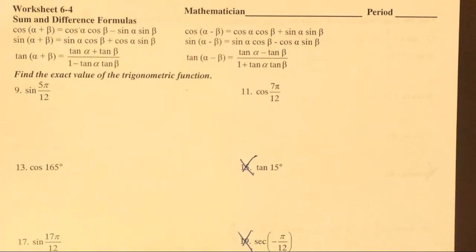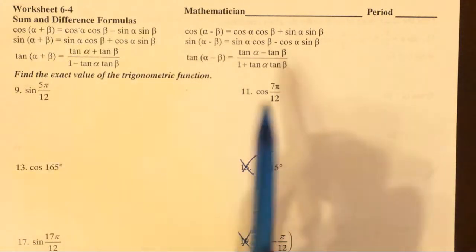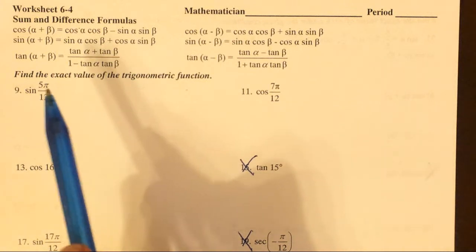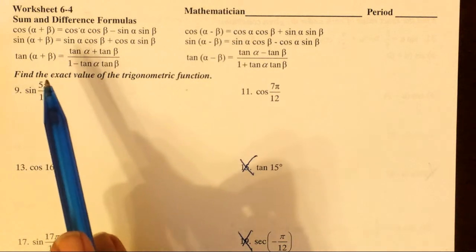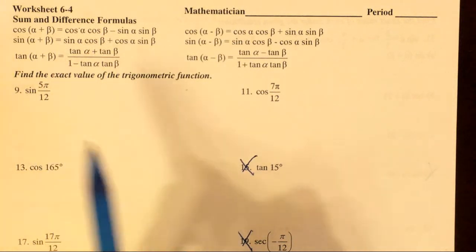Alright, this video is going to take you through worksheet 6.4 and how to do sum and difference formulas. For each one of the problems on 9 through 19, the directions want me to find the exact value of the trig function. Normally I would say go look at your circle and find where y is on the circle at 5 pi over 12 and tell me the y value.